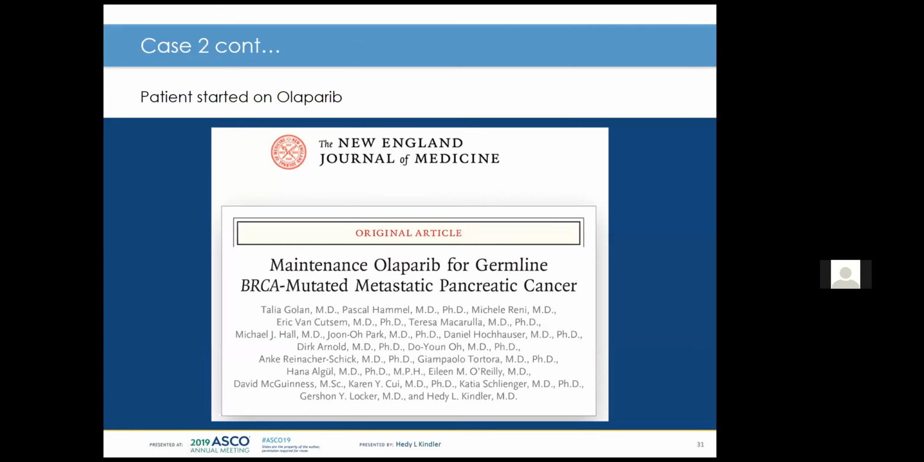Based on the data, the patient was just recently started on olaparib and is doing well. I believe she's waiting for her first scan. So we'll see how she will do.